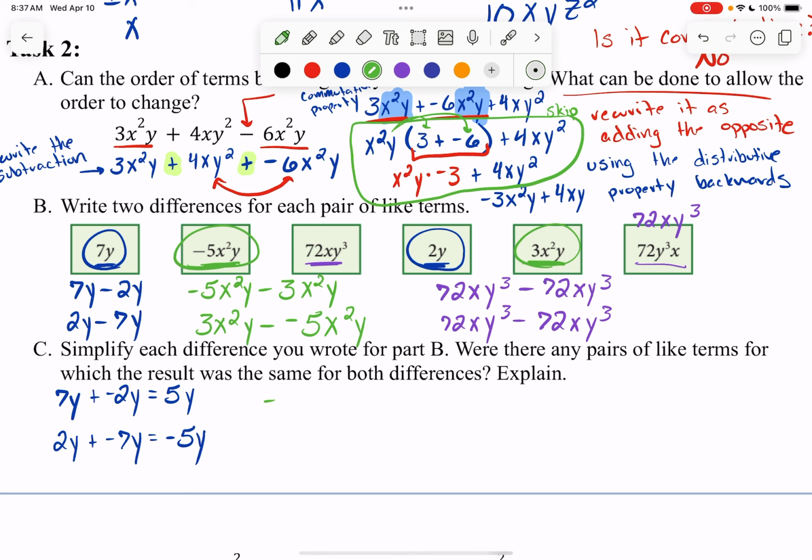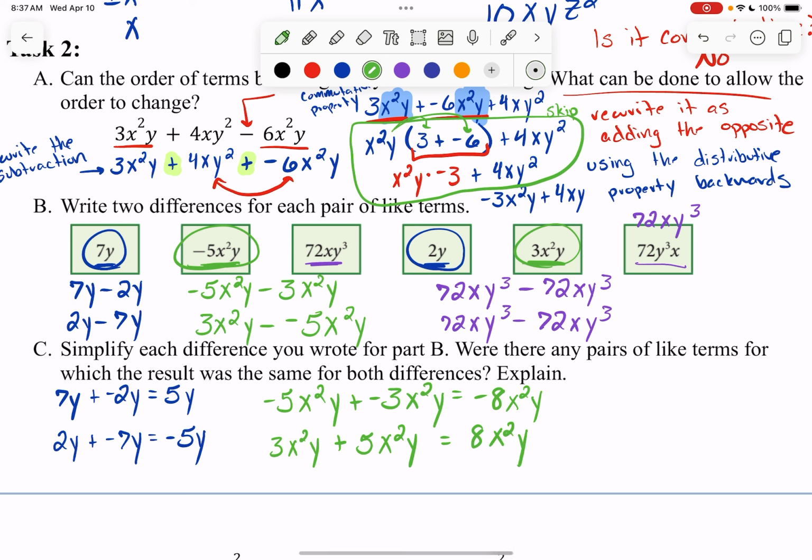Next, let's do the green. Negative 5x to the second y plus a negative 3x to the second y gives me negative 8x to the second y. 3x to the second y plus the opposite of negative, positive 5x to the second y, gets me positive 8x to the second y. Again, those weren't the same either.